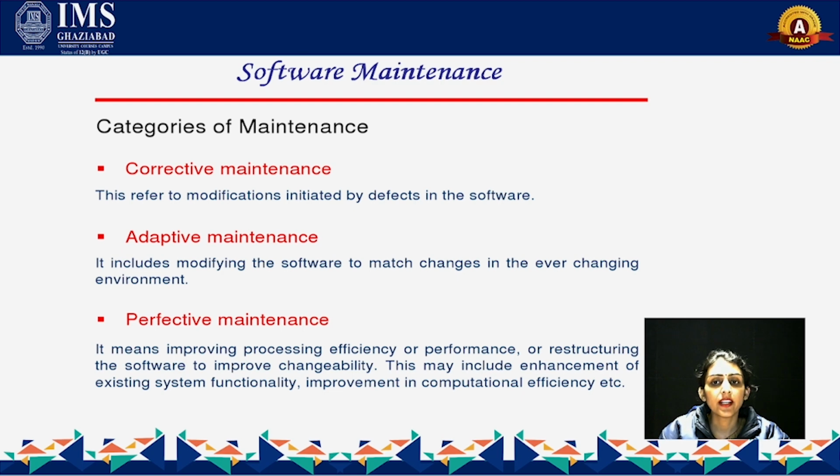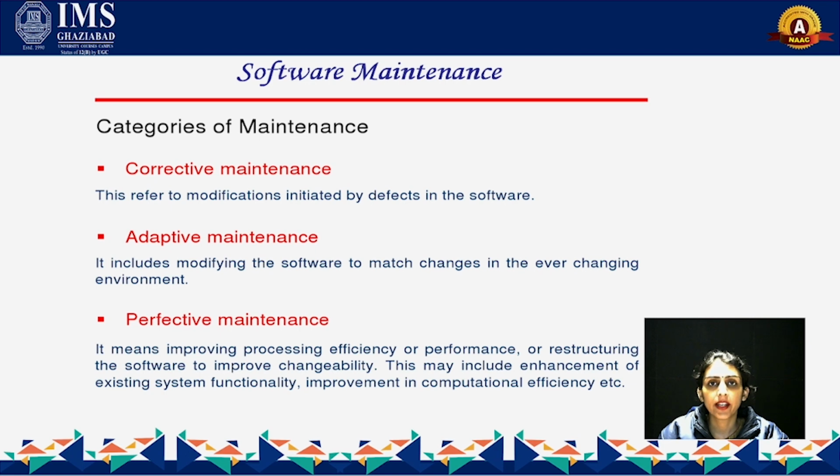Next, we have adaptive maintenance. Adaptive maintenance, again as the name suggests, means that the software has to adapt according to the changing environment. So it includes modifying the software to match the changes in the ever-changing environment. That is, the environment is changing, so the software has to adapt according to the environment. That is known as adaptive maintenance.